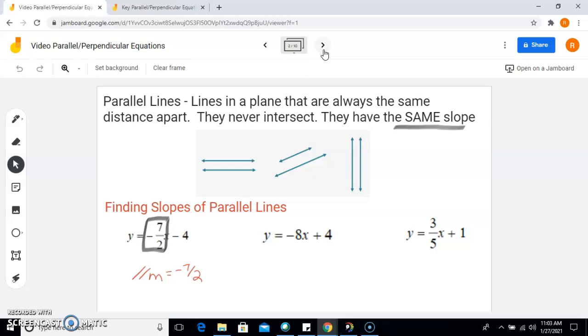In this second one, my slope is negative 8, which means my parallel slope is also negative 8. And then in my third one, my slope is 3/5, which means my parallel slope is also going to be 3/5. So parallel lines have the same slope.